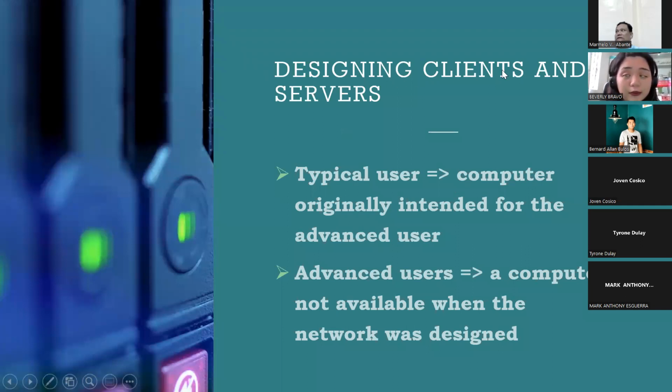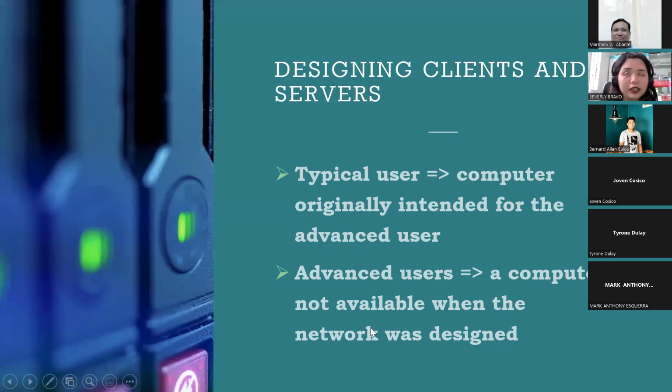First off, we have designing clients and servers. Here we have to consider what kind of users we have and what specifications are most appropriate to those kinds of users. This information is already provided during the needs analysis. For example, the typical user has to have a specific type of computer. But in real-world situations, since technology is rapidly changing, the network design has to be at least one step ahead of the technological update so that the iteration of the process would be longer and, of course, to lessen the cost in the long run.